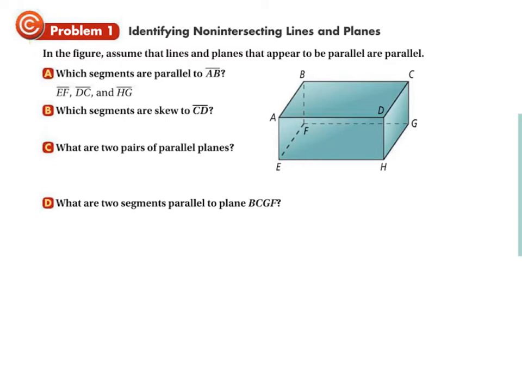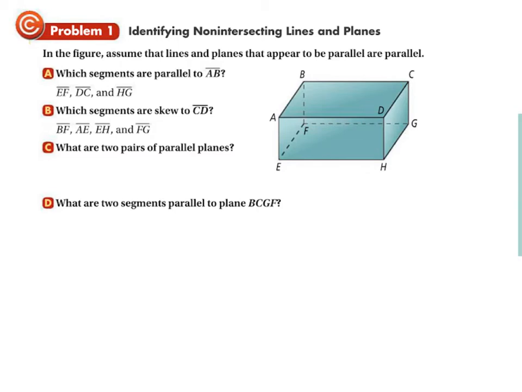Which segments are skew to segment CD? Segment CD is here. Well, we've got this line right here, BF, AC, AE, running up and down. We also have EH running this way, skew to CD, and FG is doing that as well. None of them are parallel because they're on different planes, but they're not going to intersect it.